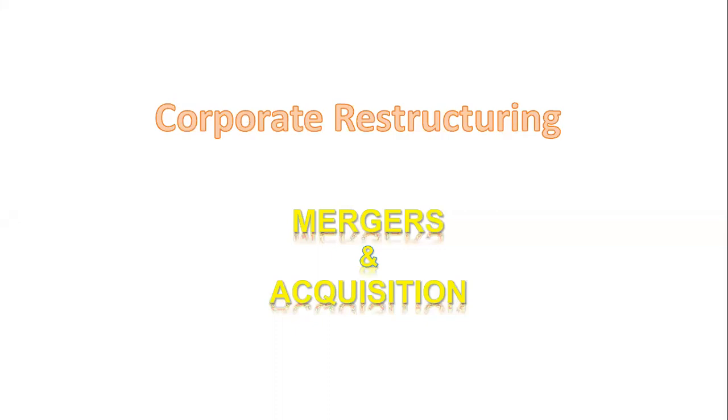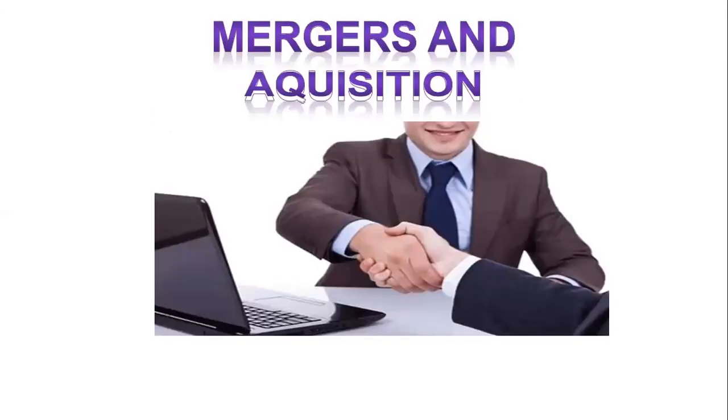There are several ways of corporate restructuring. Some of them are highlighted below. Merger and acquisition. Yahan pe classification karna hai merger ka. What is a merger? It is a tool used by companies for the purpose of expanding their operations. When two or more companies combine, they will become one large company. That is called a merger.